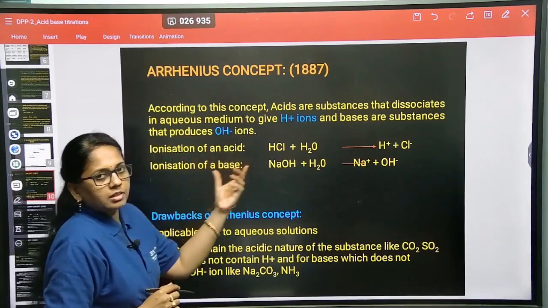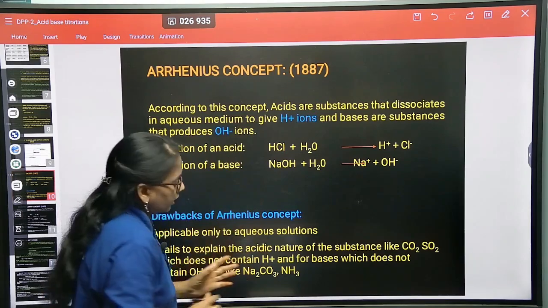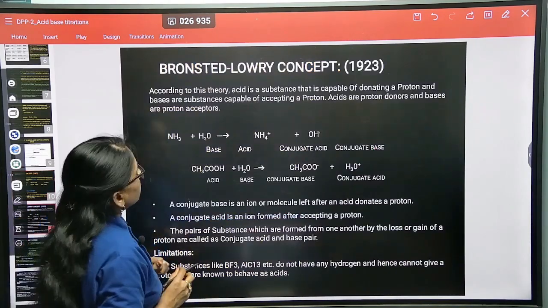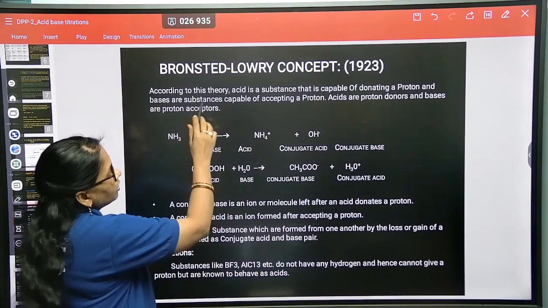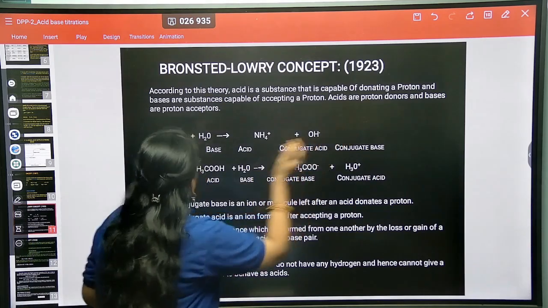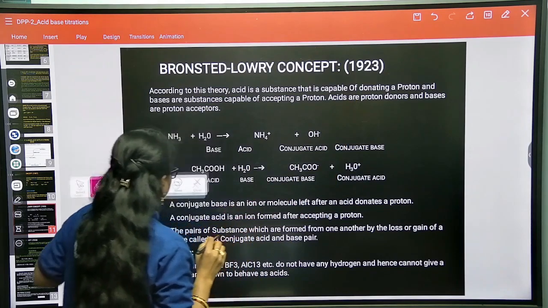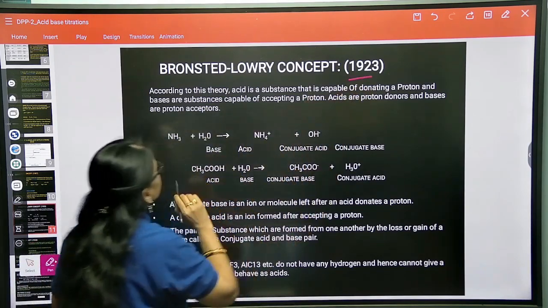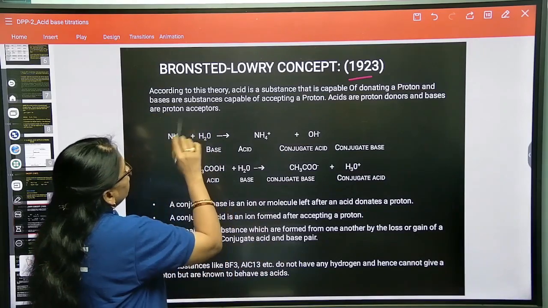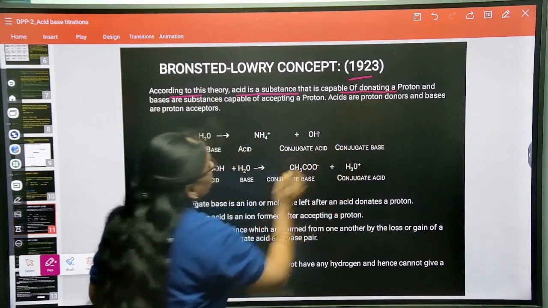In 1887 this concept was followed, but due to the limitations, afterwards they came up with another concept, that is the Bronsted-Lowry concept. Okay. In this Bronsted-Lowry concept, if you observe, it came into activity from 1923 onwards. Bronsted and Lowry, two scientists, clubbed their concepts here. According to this theory, an acid is a substance that is capable of donating a proton.